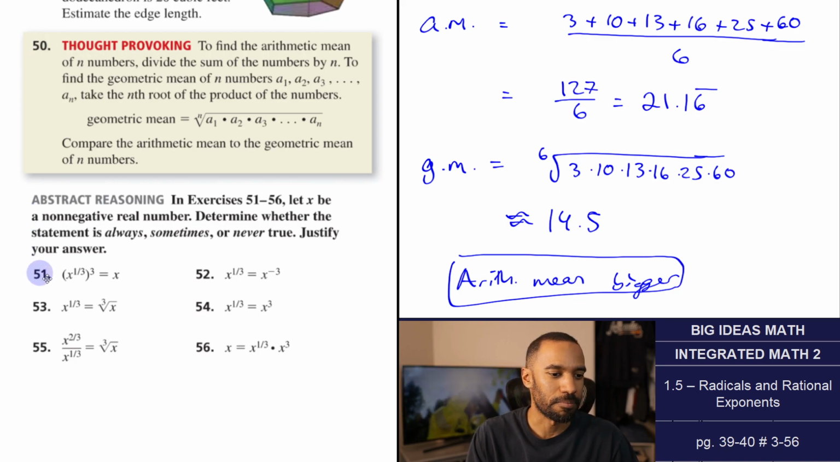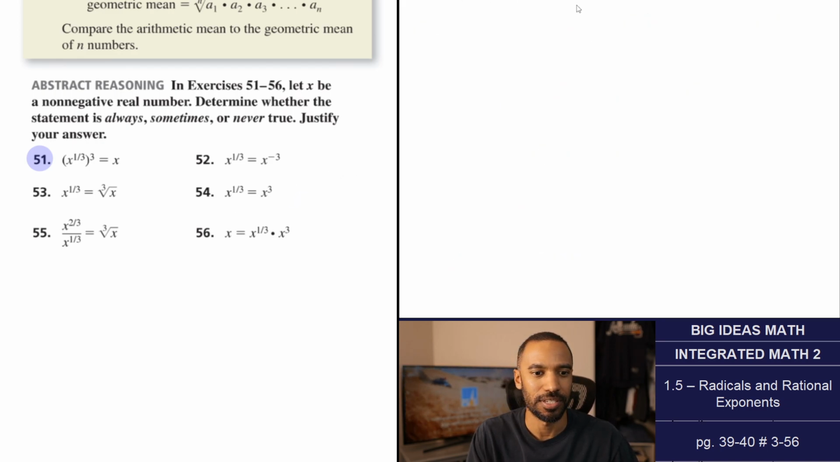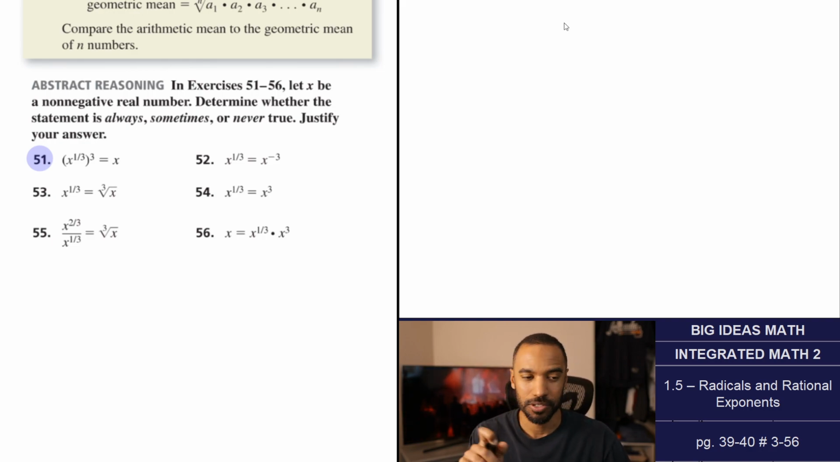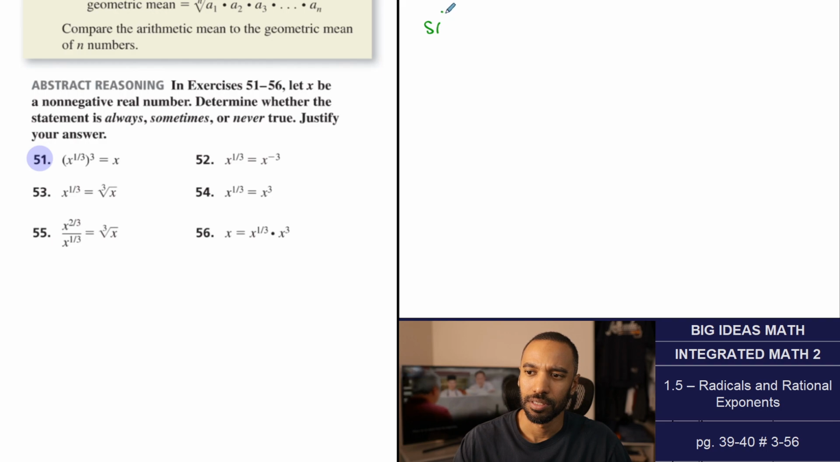The last set of problems, though, let's do this. In exercises 51 to 56, let x be a non-negative real number, so 0 works. Determine whether the statement is always, sometimes, or never true. Justify your answer. Okay, before we do the problems, we kind of bring up always, sometimes, never.